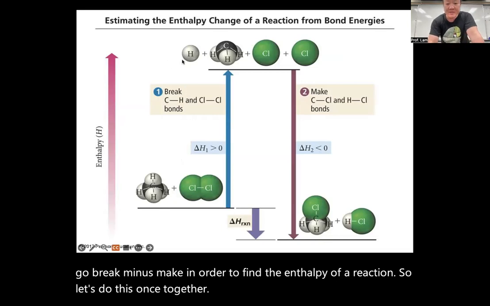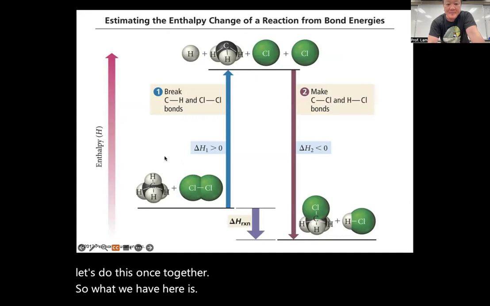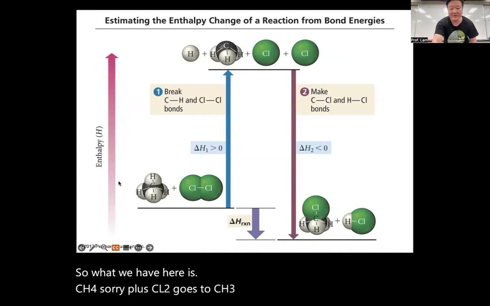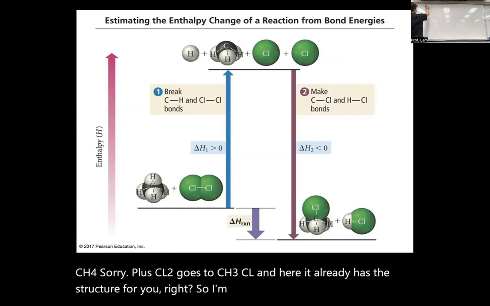So what we have here is CH4, sorry, plus Cl2 goes to CH3Cl. And here it already has the structure for you, right? So I'm just going to copy that down.